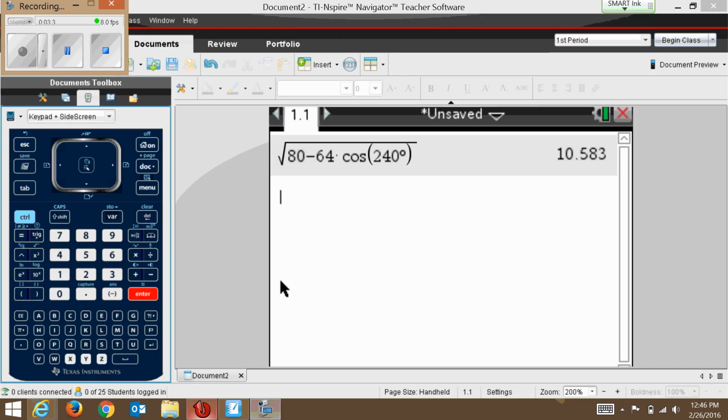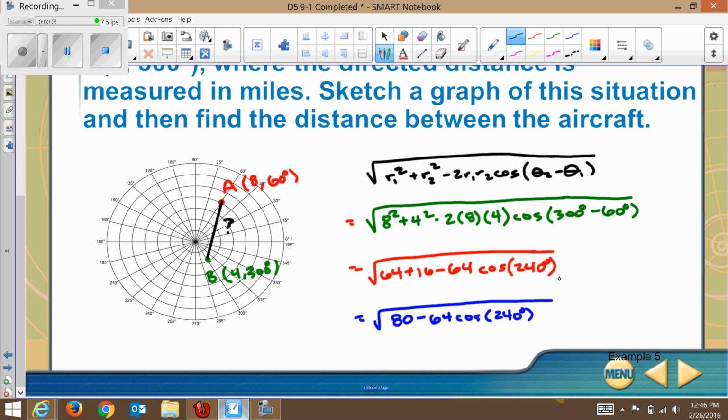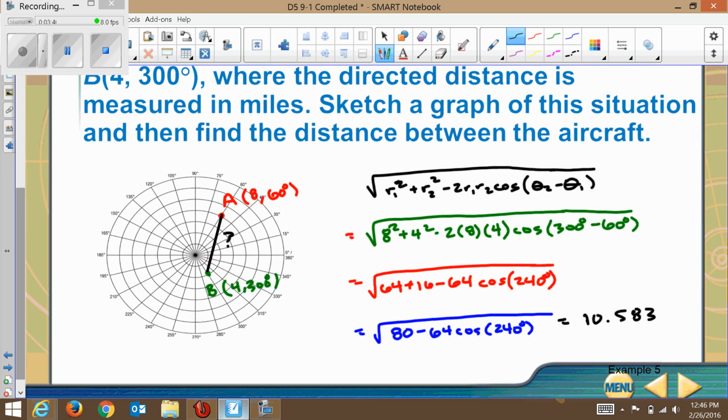I typed that in, and I got 10.583. So my answer is 10.583. And that would be my distance. I'm assuming this is in miles. Let me check. Yep, this is in miles. And that would be my answer. Let's check it.